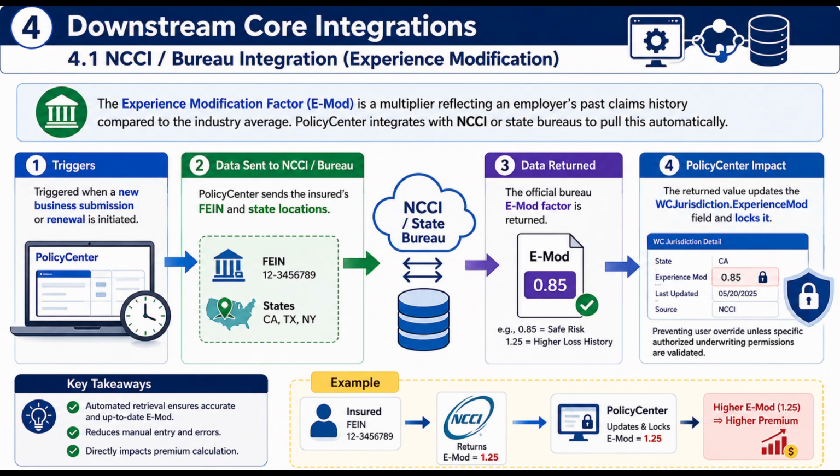The system parses the inbound text and updates the experience modification field residing inside the WCJurisdiction entity for each active state. To preserve absolute data integrity and prevent unauthorized rate tampering, PolicyCenter invokes a native validation rule that immediately locks this field on the screen, making it completely read-only for standard users. The application will only allow a deviation from this automated score if a senior underwriter possessing elevated authority overrides the system block, which automatically records a mandatory audit log.